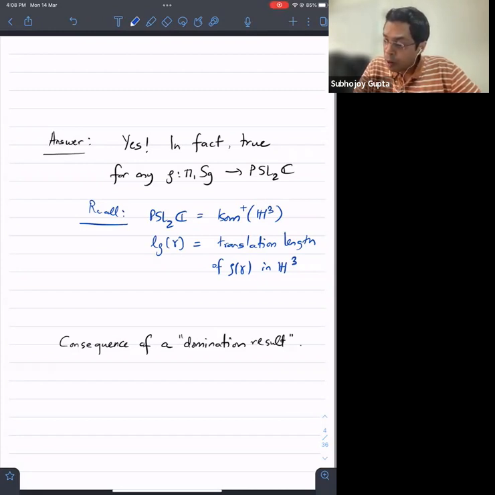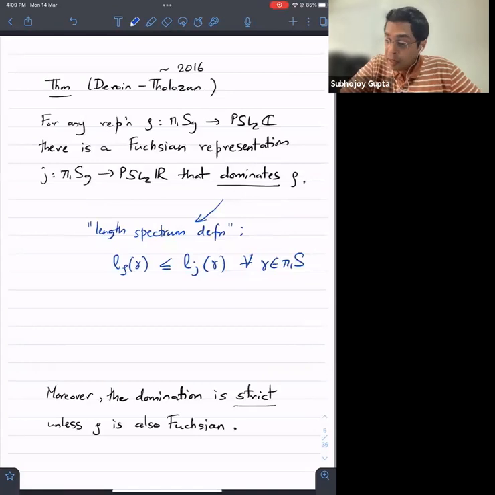This first domination result I'll mention in this talk is by Deroin-Tholozan. So here's the theorem from a few years ago. It says that for any representation rho of the surface group into PSL(2,C). So here I'm talking of a closed surface.